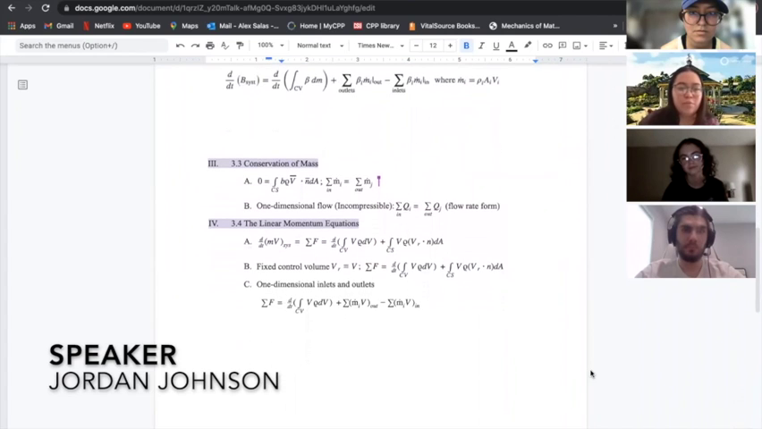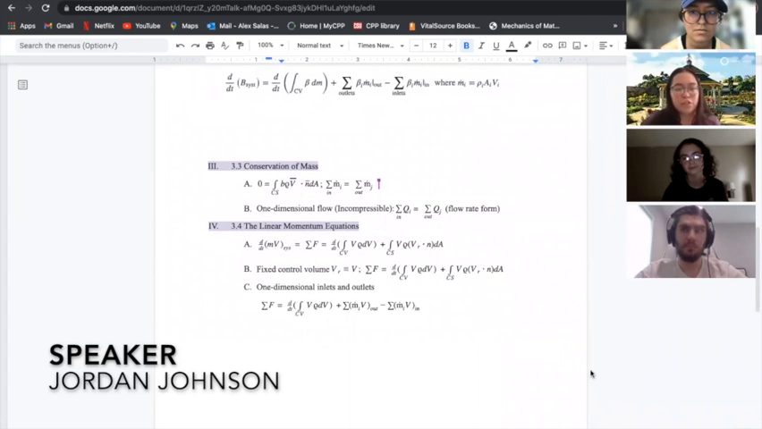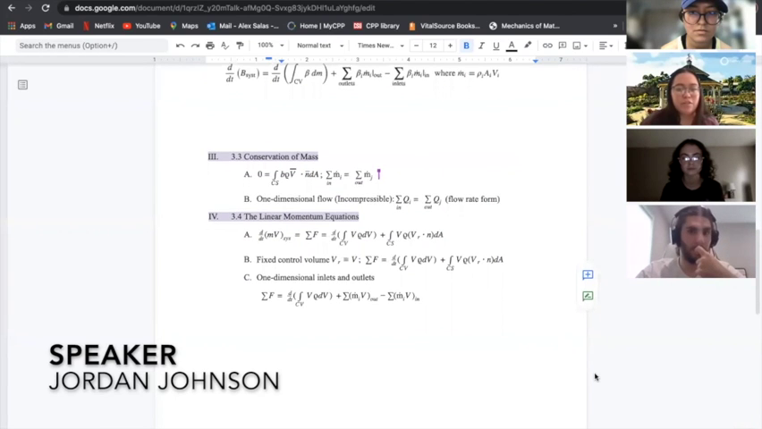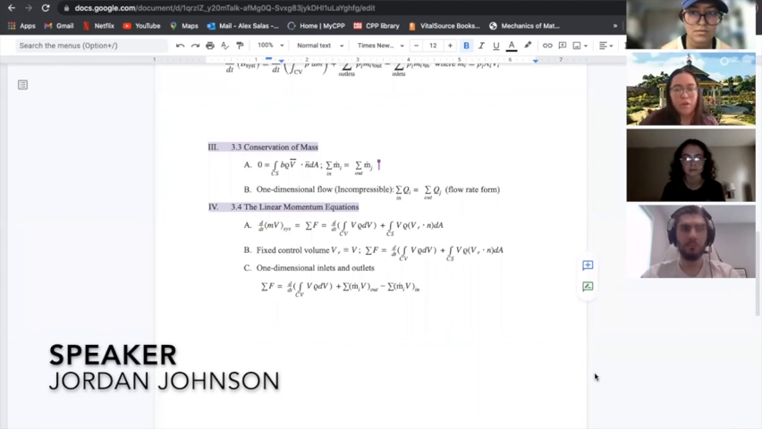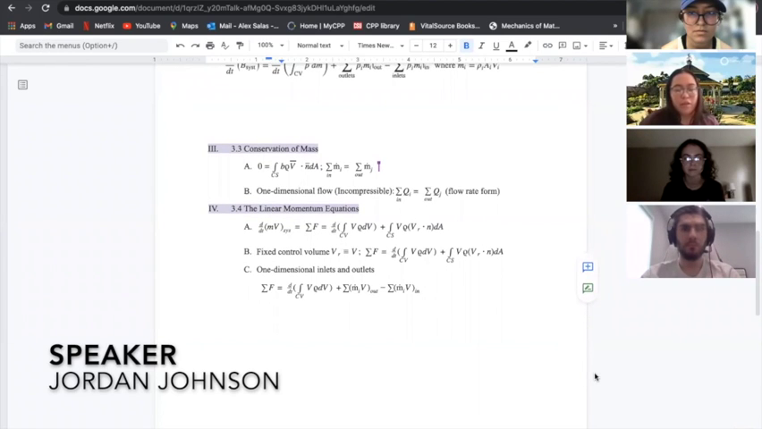And moving on to 3.3, which talks about the conservation of mass. The first equation under A on the left-hand side comes from the Reynolds transport theorem. And for steady flow mass conservation, it can then be simplified to the equation on the right, which states that mass flow in equals mass flow out, or if you want to simplify even more, inflow equals outflow. And then for one-dimensional incompressible flow, volume flow in equals volume flow out, and that's just the flow rate form of the equation.